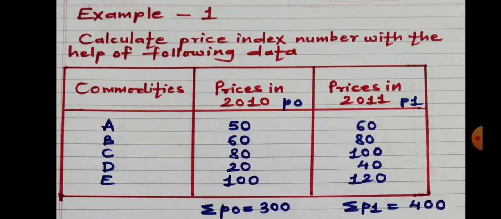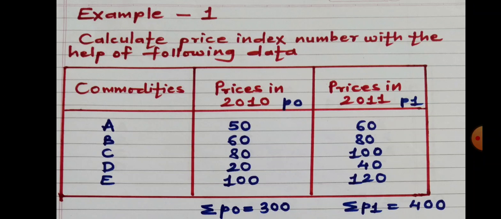Now let us explain how to construct price index number with the help of an example. In this example, 5 commodities are given: A, B, C, D, E. In the second column, prices in the base year are given, denoted by P0, and in the third column, prices in the current year, that is in 2011, are given, denoted by P1. The prices given for the base year are 50, 60, 80, 20 and 100. The prices given for the current year 2011 are 60, 80, 100, 40 and 120.